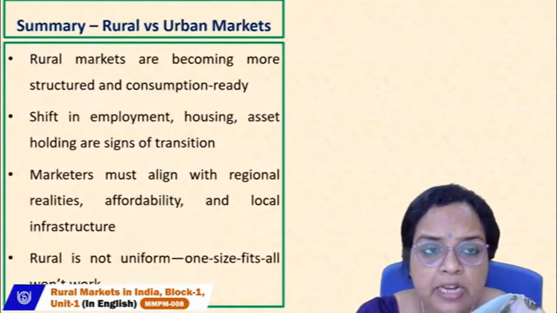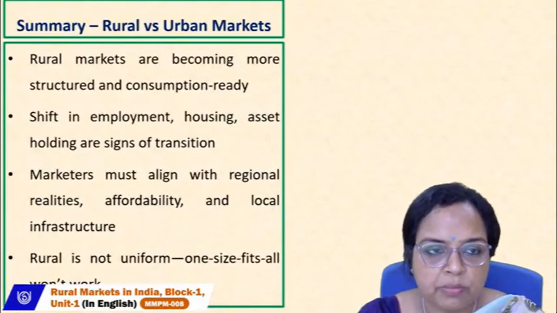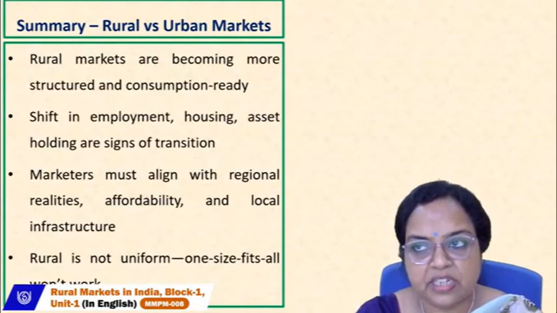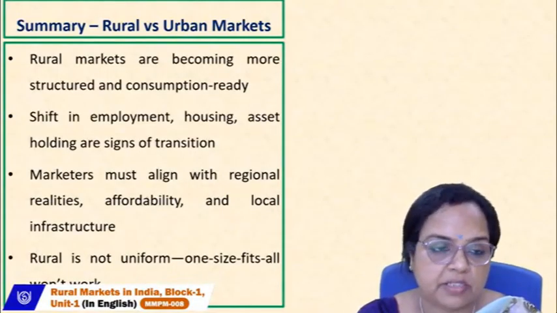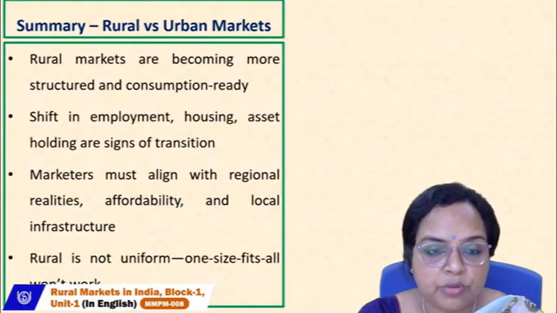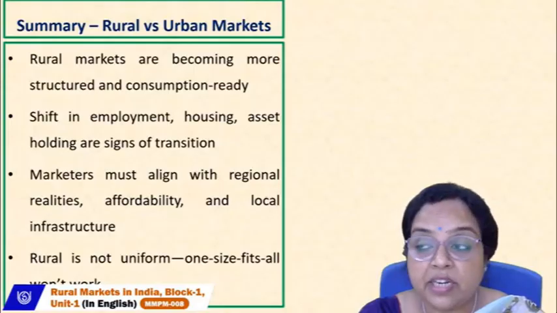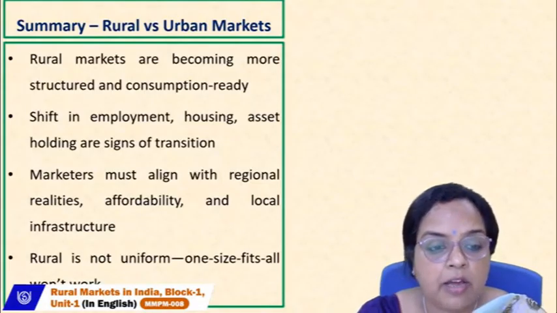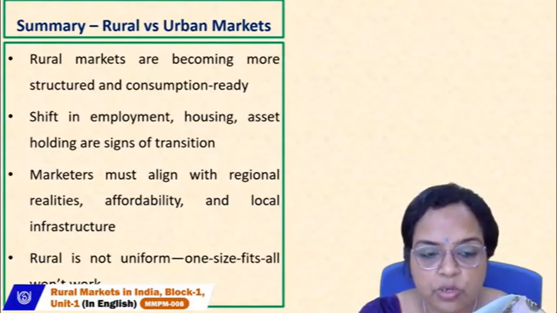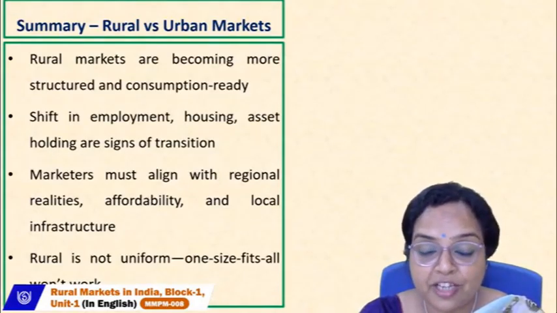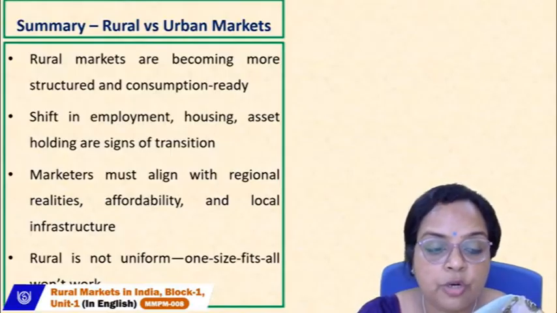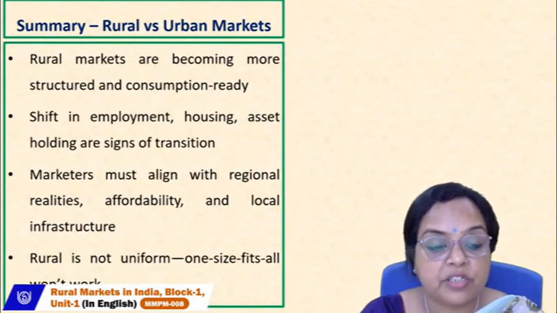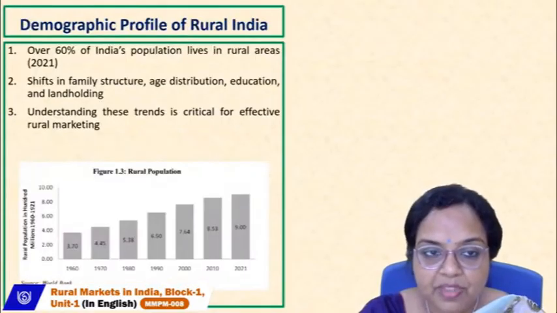Let's summarize the difference between rural and urban markets. Rural markets are becoming more structured and consumption ready. They are now ready to consume new kinds of products. There is a shift in employment, housing, asset holding. These are the signs of transition. Marketers must align with regional retailers, affordability realities, and local infrastructure. The last point in understanding the rural belt is that rural is not uniform. So the concept of one size fits all will not work.